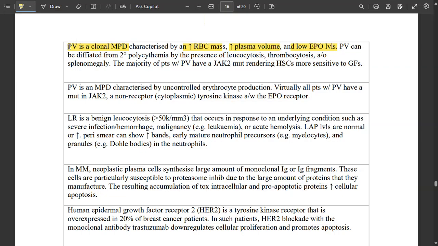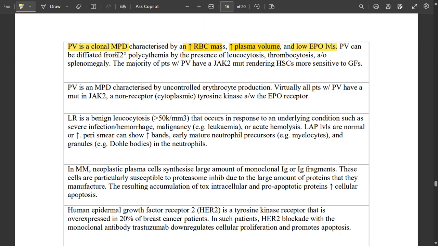Okay, let's talk about polycythemia vera. Polycythemia means an increased RBC mass. Therefore, there is increased RBC mass, increased plasma volume, and decreased EPO (erythropoietin) levels, because of negative feedback from the RBCs towards the kidneys. EPO tries to increase the number of RBCs, but the RBC number is already increased. Therefore, it inhibits EPO levels.